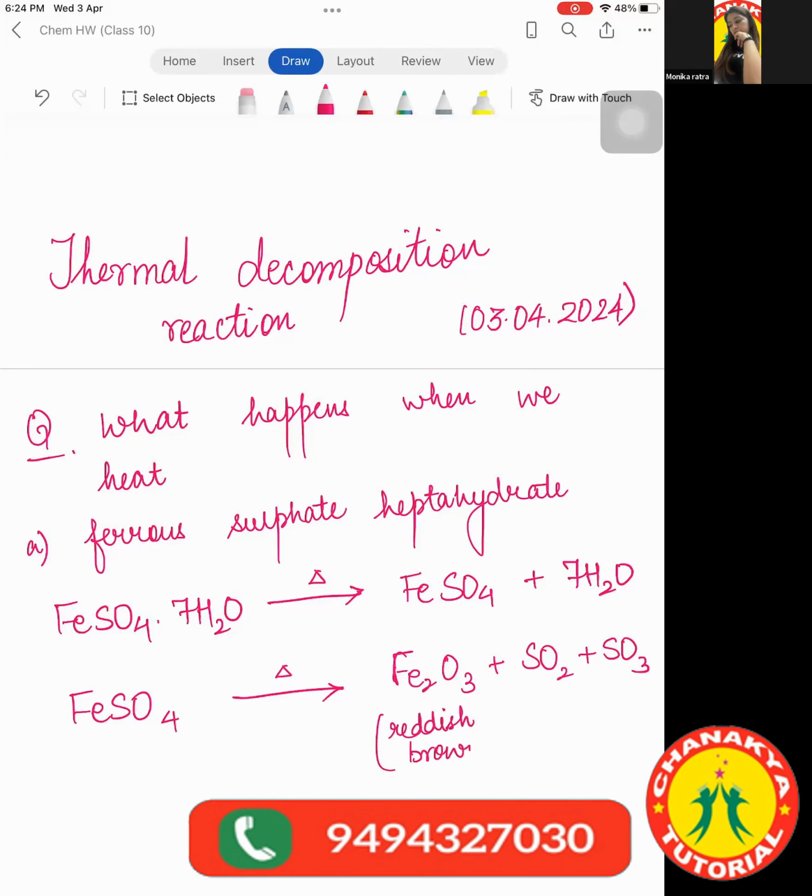And what is the smell of these gases? Ma'am, of burning sulfur. They give the smell of burning sulfur. Next question.